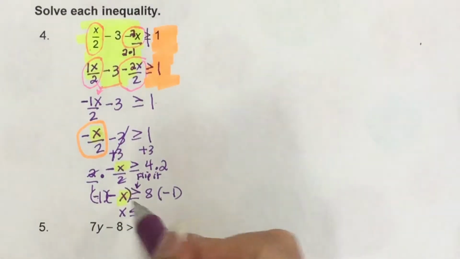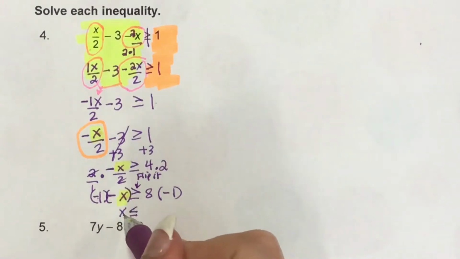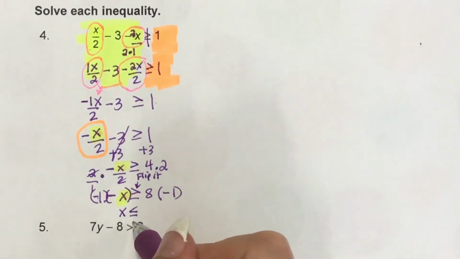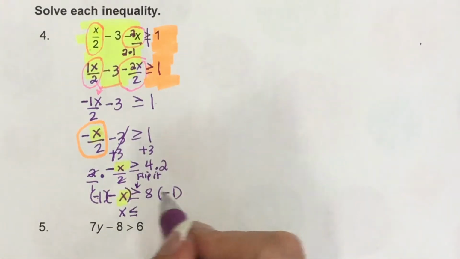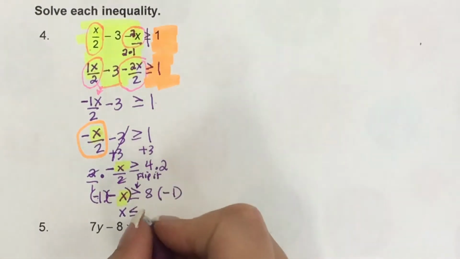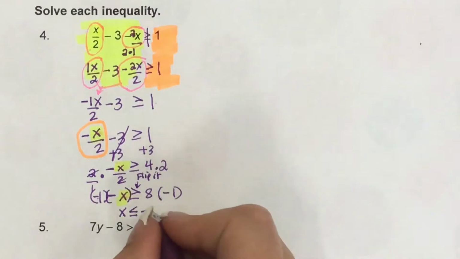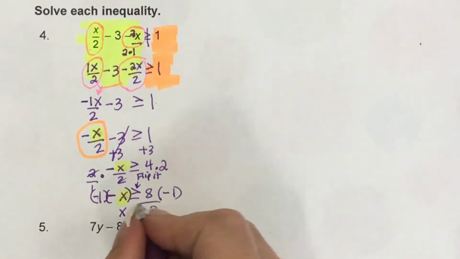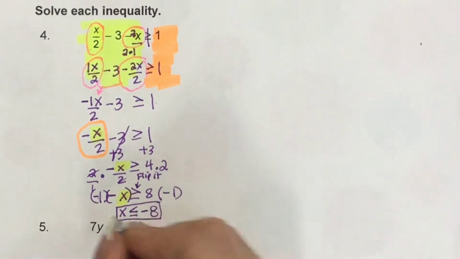All right, so then we have a negative times a negative, which is a positive x, which is exactly what we need. And then we have 8 times a negative 1, which is a positive times a negative, which is a negative, and then 8 times 1 is just 8. So there you have it. There is our answer right there. x is less than or equal to negative 8.